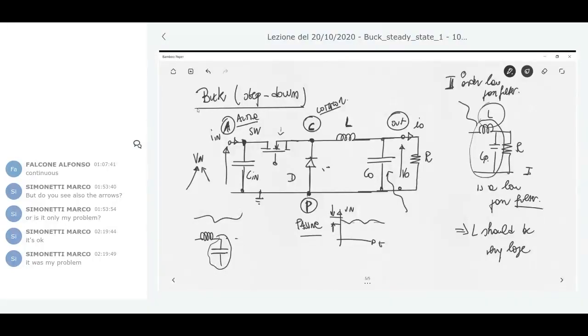I put here a transistor, which is a MOSFET, but you can use a bipolar transistor, IGBTs, whatever. Typically, MOSFETs are used because they are very fast transistors, even though the voltage rating of the MOSFET is not as high as for the bipolar transistor or the IGBTs.